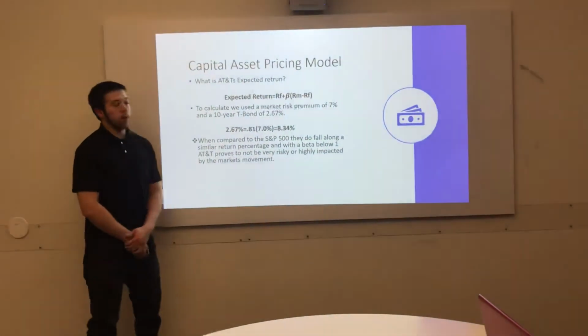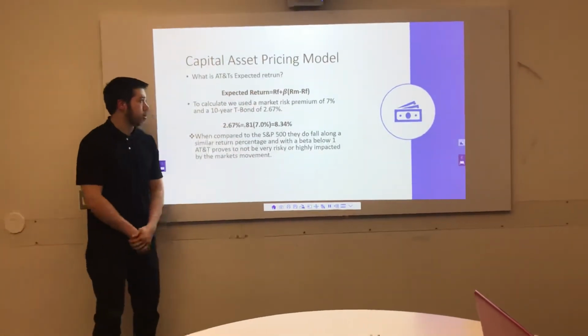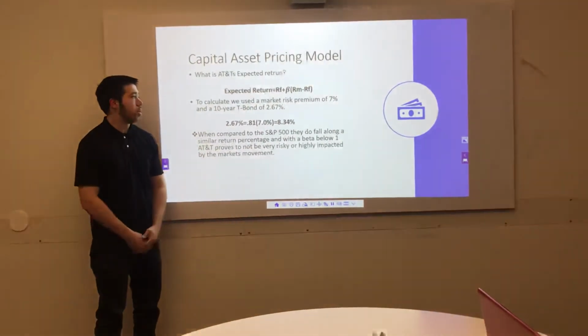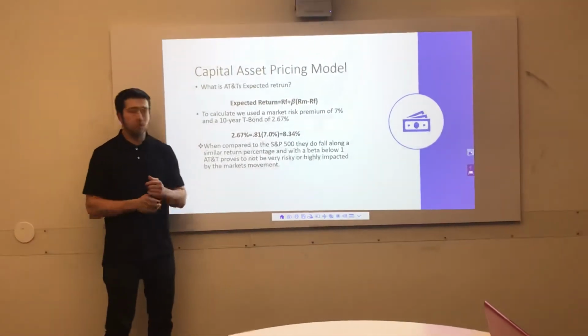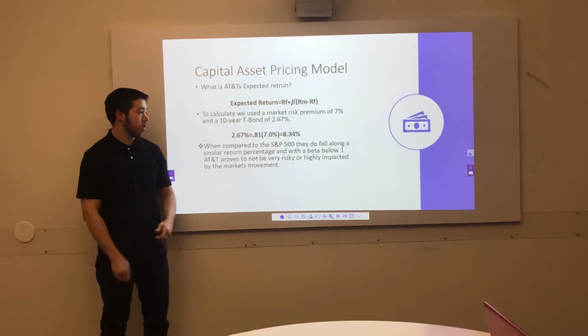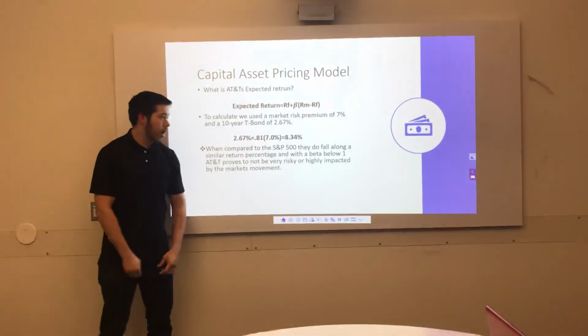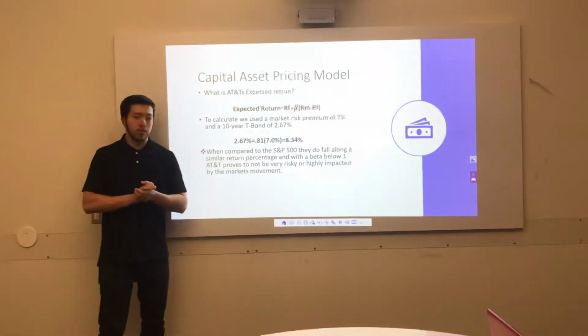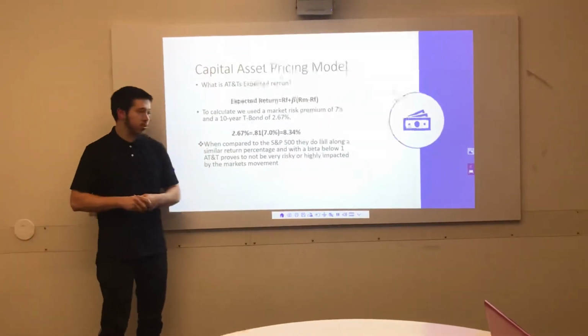Alright, so for our capital asset pricing model, we used our basic formula here to calculate our expected return. We used a market risk premium of 7% and our 10-year treasury rate of 2.67%. To calculate, we generated 8.34%, and that falls along the lines of the S&P 500's ultimate return over the course of a long period of time.